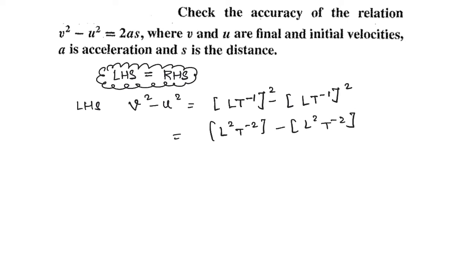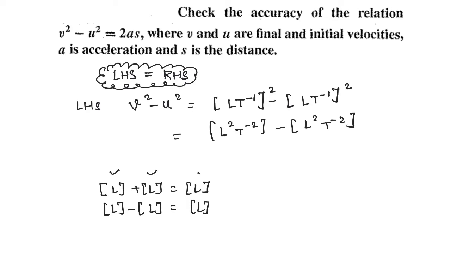What comes here, class? The principle of homogeneity. The principle of homogeneity says that if you add L plus L, it will give you L. If you subtract L minus L, it will give you L. Means length plus length will be length, length minus length will be length. So in the same way, L square T minus 2 minus L square T minus 2 will be L square T minus 2.